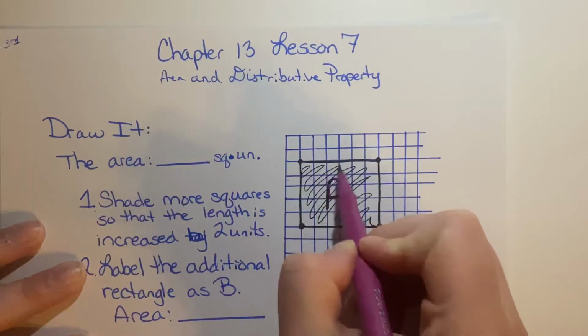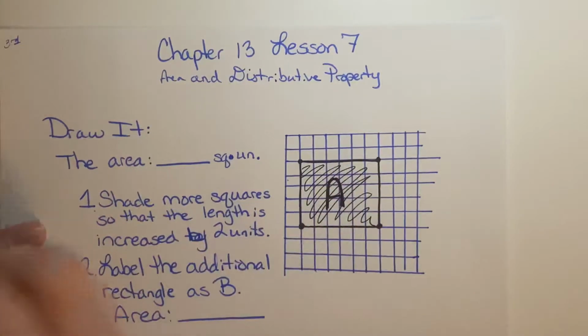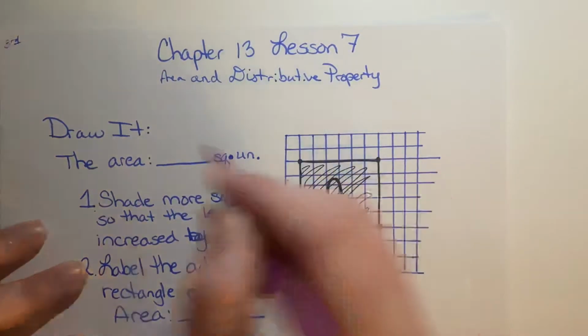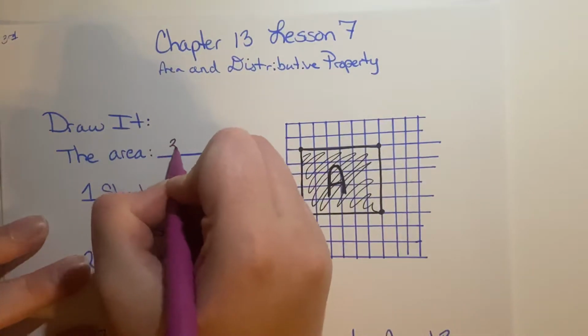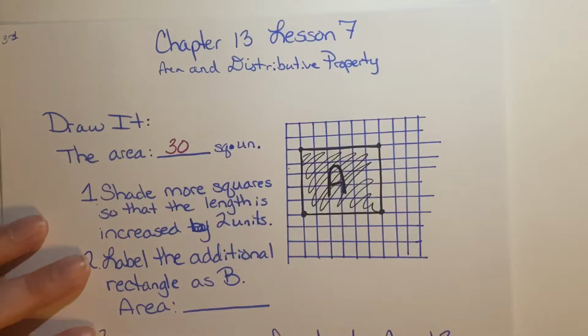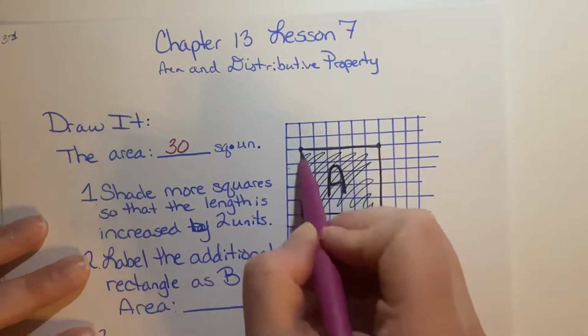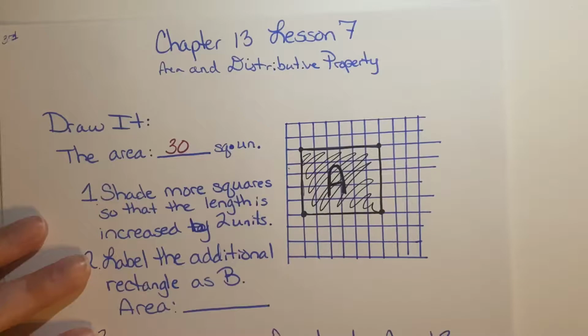It has 6 columns and 5 rows. So if we multiply that together, we would come up with 30 square units because we know area is length times width. So length and width, we had 6 and 5, so it would be 30 square units.